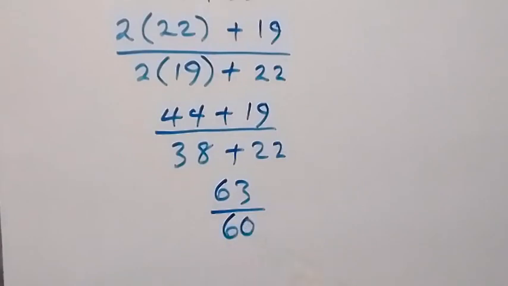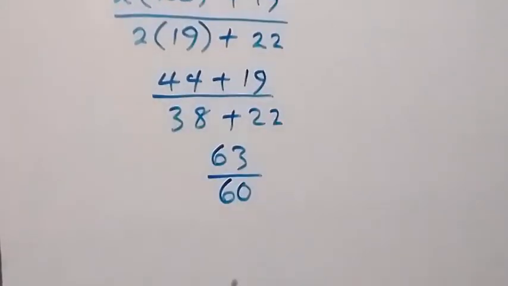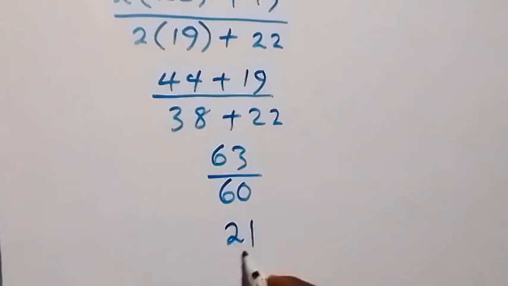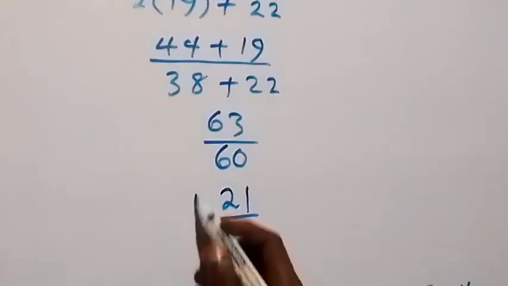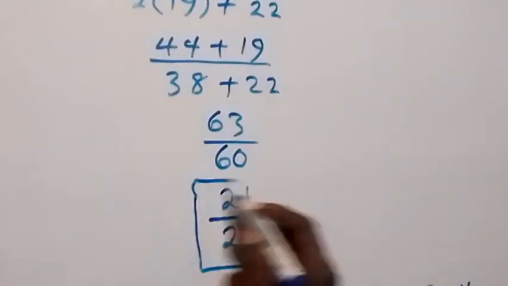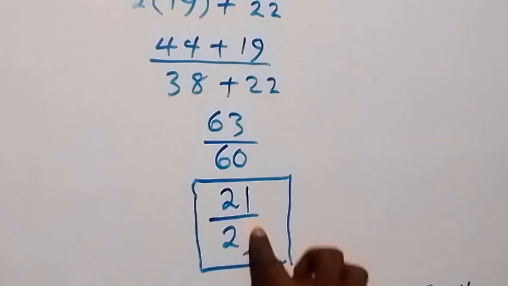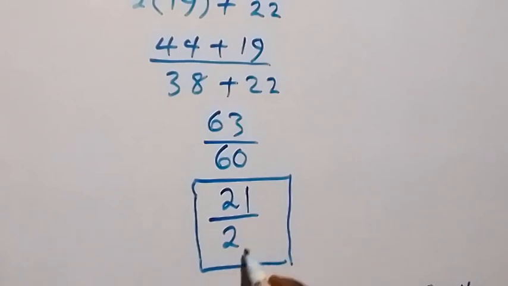And also we can reduce this by dividing through by 3. And this will reduce to 21 over 20. So therefore, we have the solution to this problem as 21 over 20.